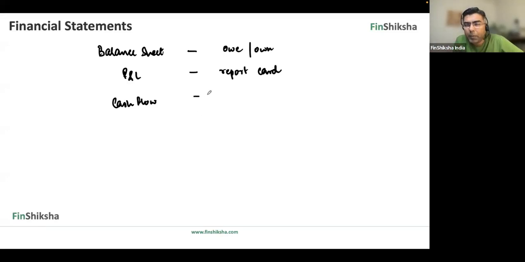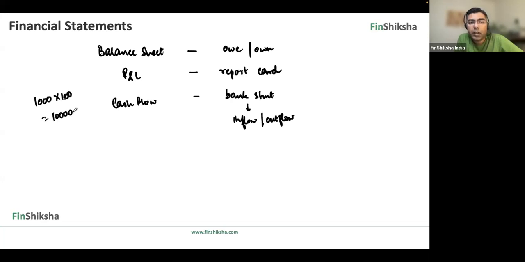The cash flow statement is like a bank account statement that we see, right? So this basically gives you an idea about the inflow and outflow of cash. This could be different, remember, from the P&L statement. Suppose I sell these digital marker pens that are there. I sell 1,000 of these for, let's say, 100 rupees each, right? My sales would be 100,000 or 1 lakh, correct?